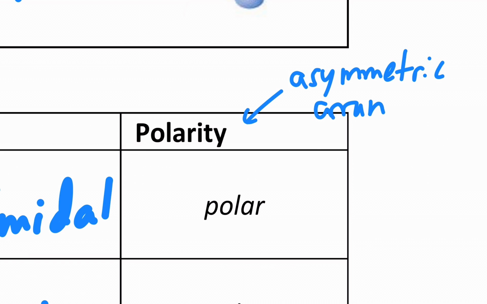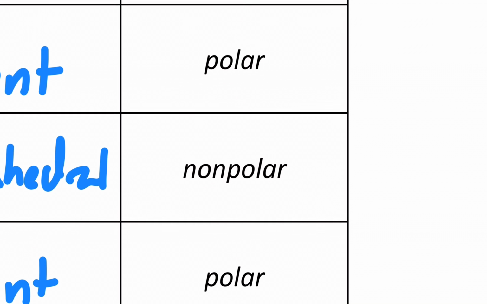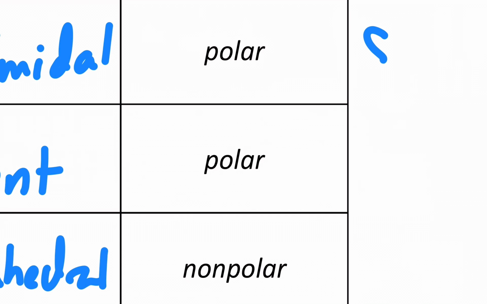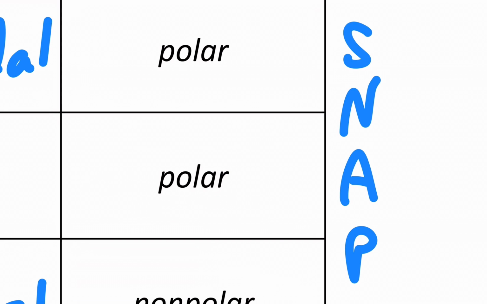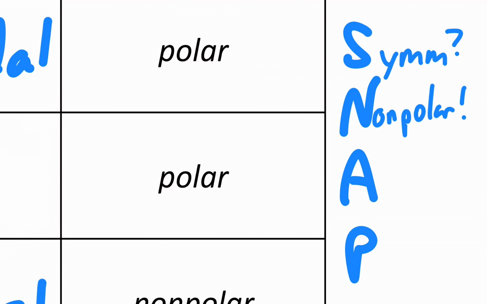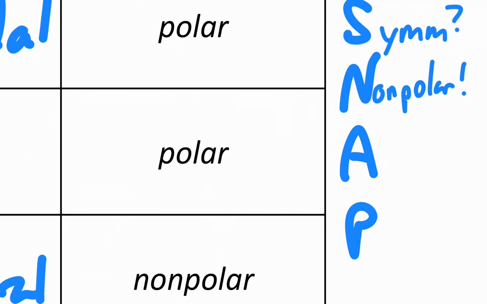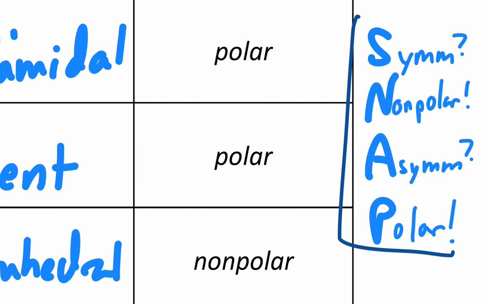And there's a useful mnemonic to help us remember this. And it's SNAP, SNAP. And what that stands for is if you are symmetric, then you are non-polar. But if you are asymmetric, you are polar. So easy to remember in a SNAP.